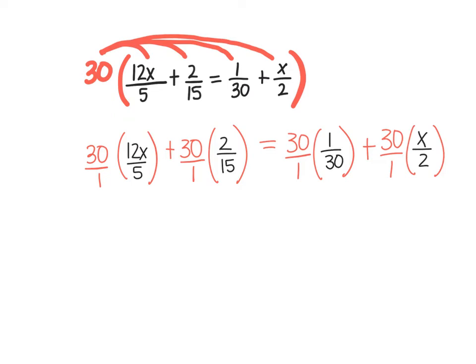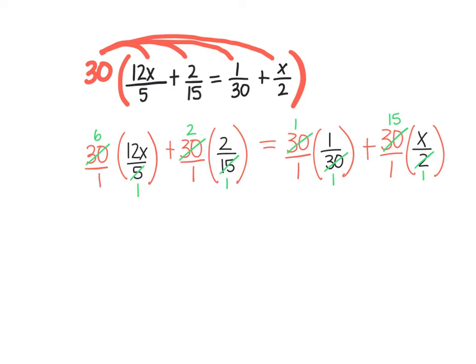But if you remember back in our earlier units, we learned how to cross cancel. So this is a perfect opportunity to do it. I want you to look at how the denominators actually disappear here. Watch what's going to happen as I cross cancel. So 5 goes into here 1 time, and 5 goes into here 6 times. 15 goes into this denominator once, and 15 goes into this 30 two times. 30 goes into here once, and 30 goes into there once. 2 goes into here once, and 2 goes into 30 15 times.